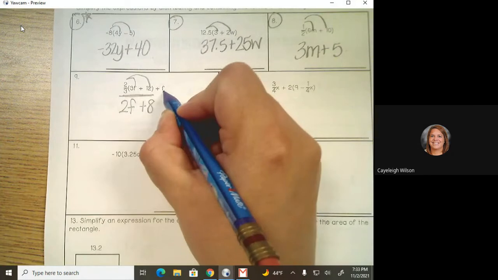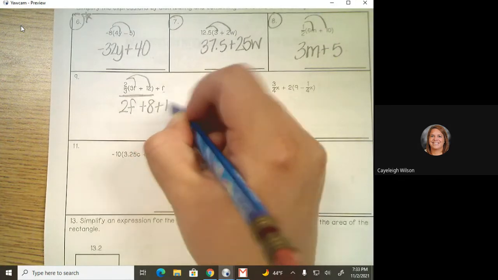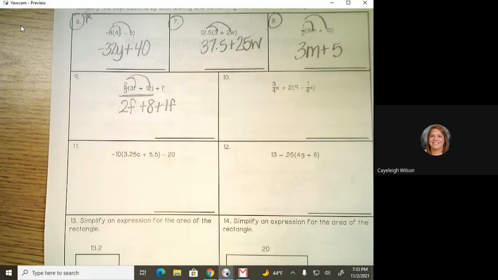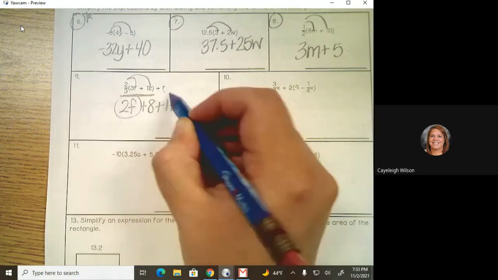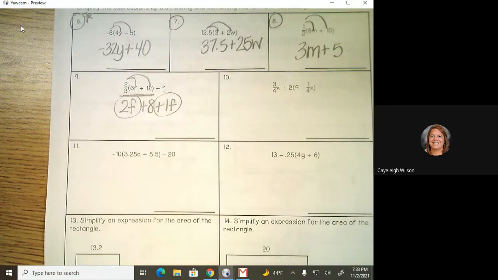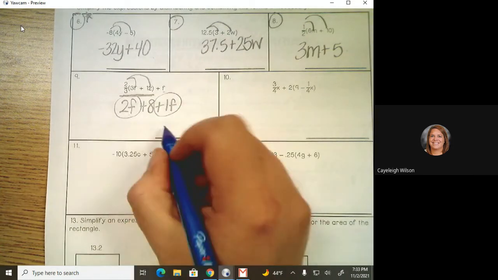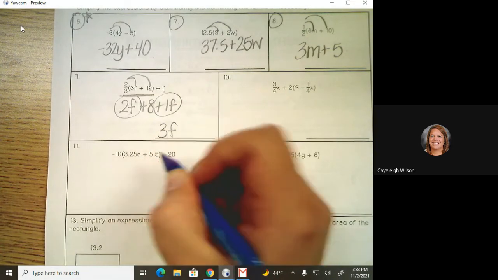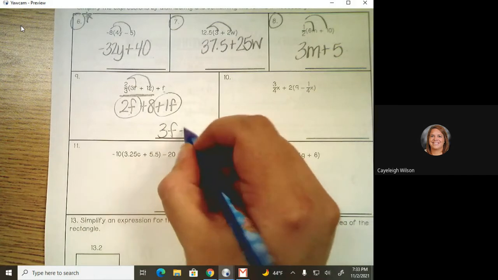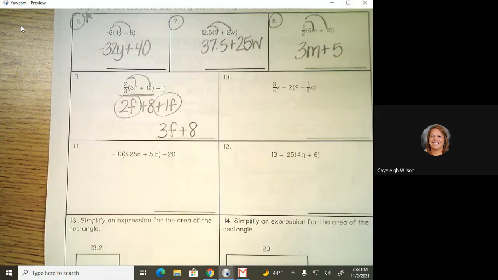Now, I also still have this plus f, and that's like a 1f because there's no number in front of it. So I'll put a +1. And then I ask myself, do I have any like terms? And in this case, I do have some like terms. These f's are like terms. So this is what we did yesterday. 2f plus 1f is 3f. And then I have that positive 8. So I just tack it on at the end. And those are not like terms, so that's where I stop.